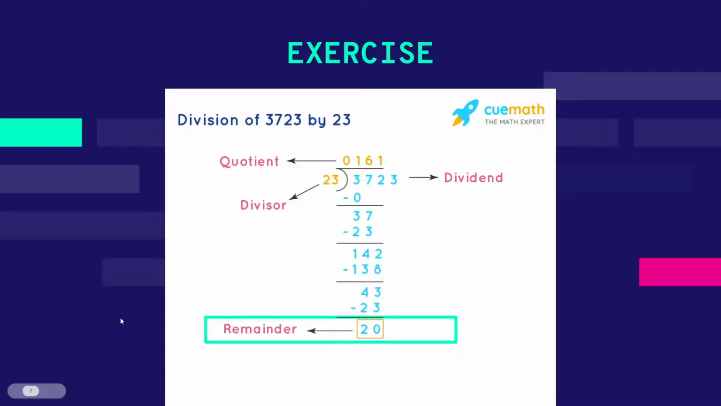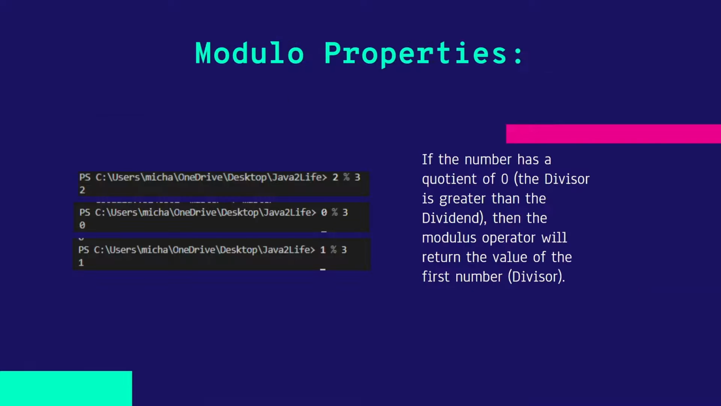Going back into the slideshow, you can see that's exactly true. 161 is the quotient and 20 is the remainder. So in conclusion, the modulo operator just outputs the remainder.